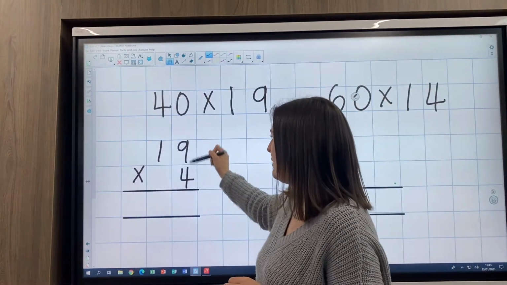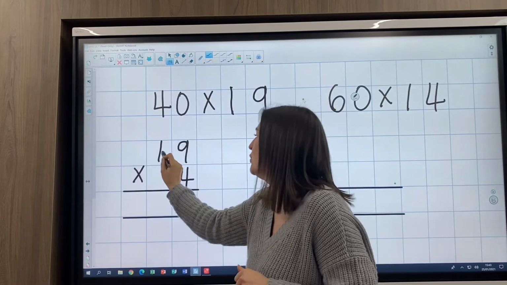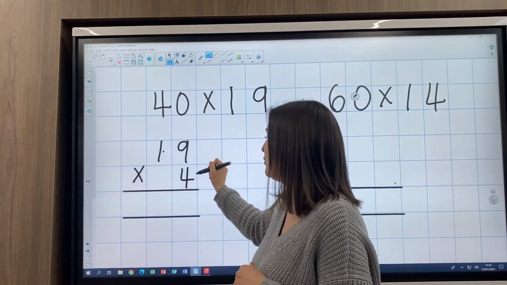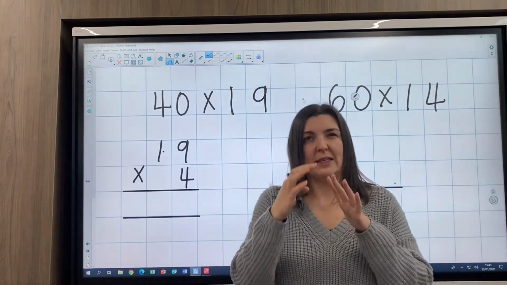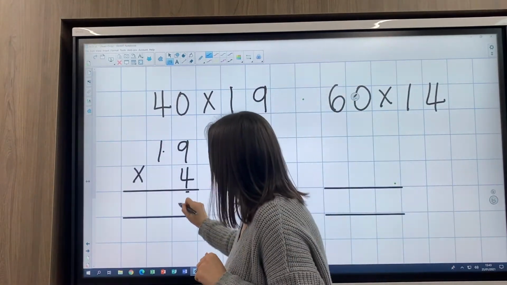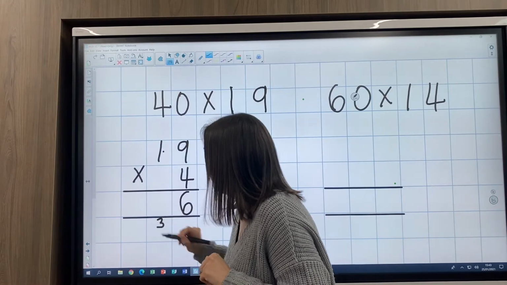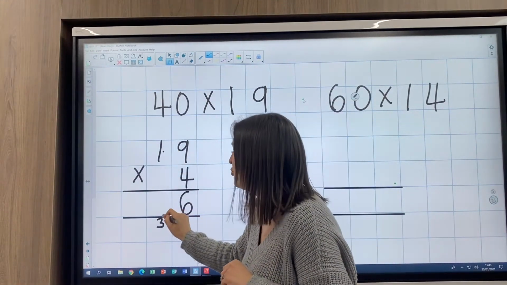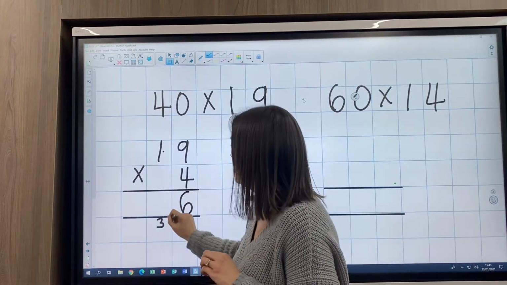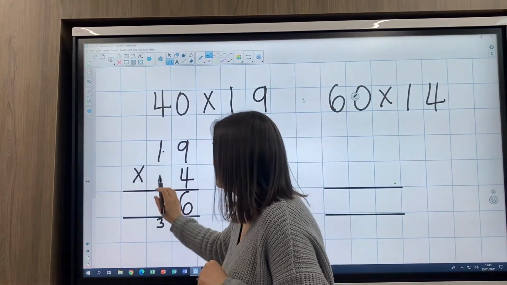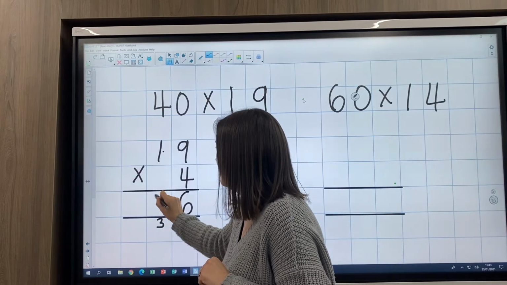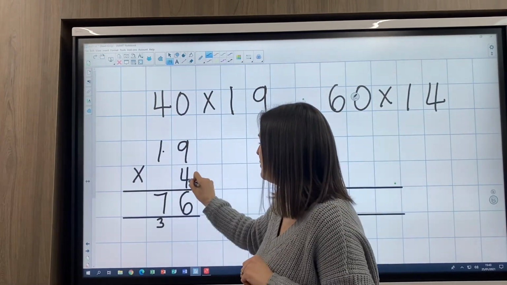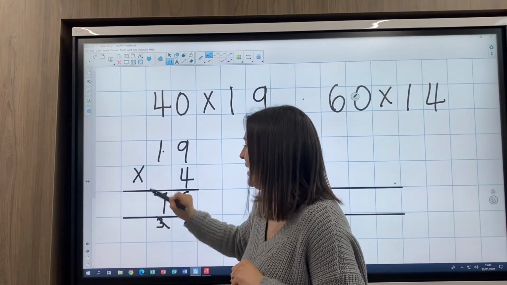We have done short multiplication, but I'm going to go over exactly how to do it. So we're going to do 9 times 4 and 1 times 4 here. 9 times 4, so 9, 18, 27, 36. So I'll put the 6 in and carry the 3. Then 1 times 4 is 4, and I've got to remember to add my carrying on, so 4 add 3 is 7. So 9 times 4 is 36, 1 times 4 is 4, plus the 3 is 7.